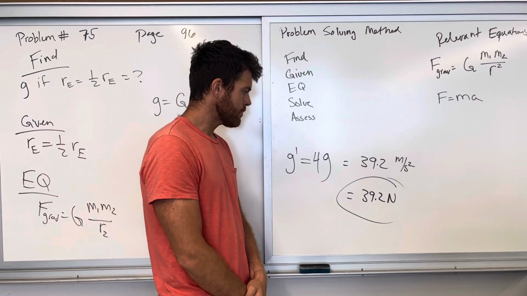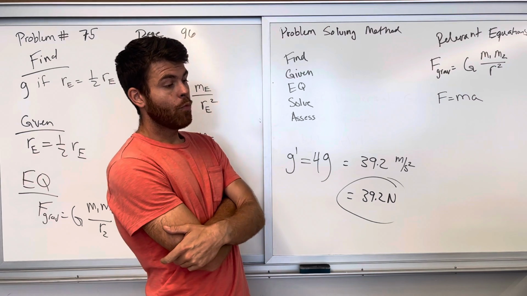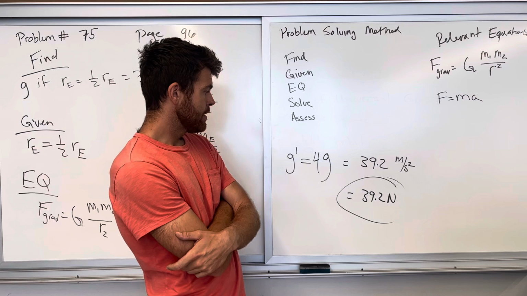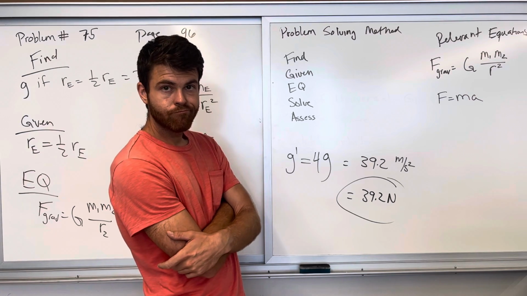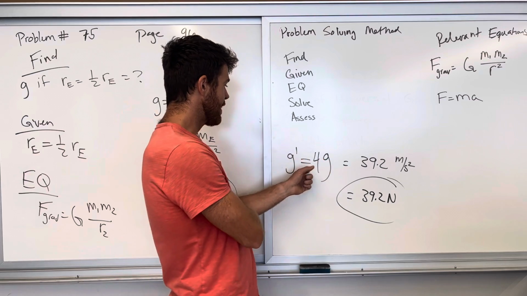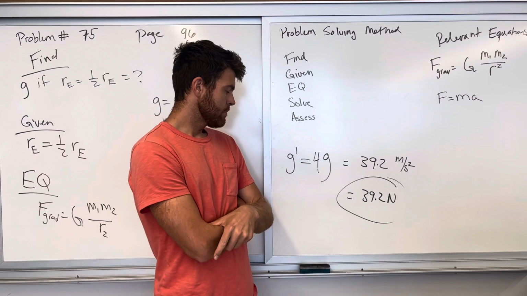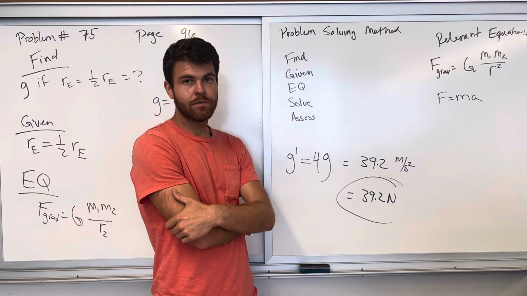So if Earth's radius shrank to half of its radius, the weight of everything would increase by a factor of 4, right? Because the acceleration of gravity would increase by a factor of 4. So everything would be 4 times heavier. It's because the acceleration of gravity, the field strength, would be 4 times larger.